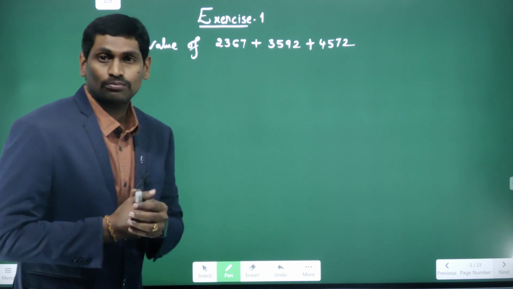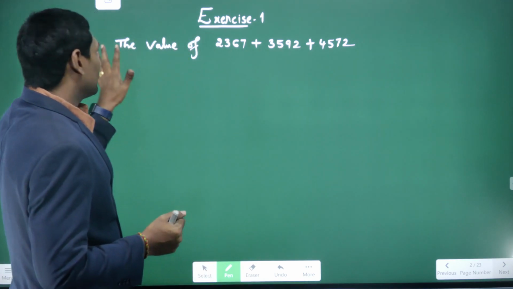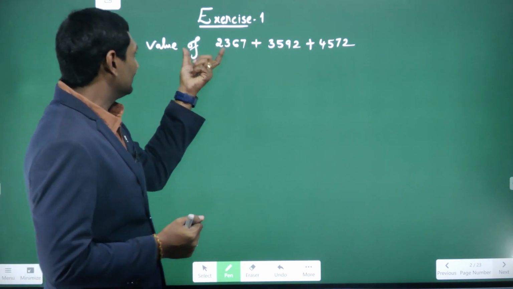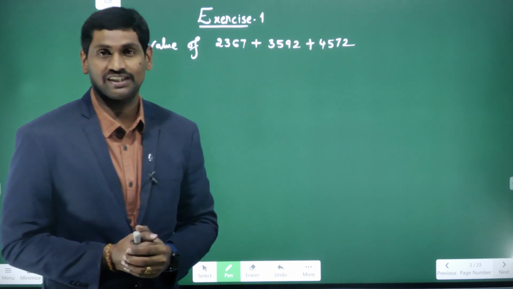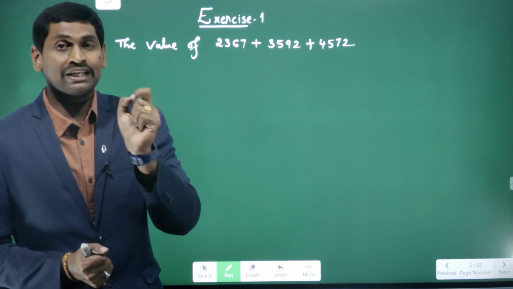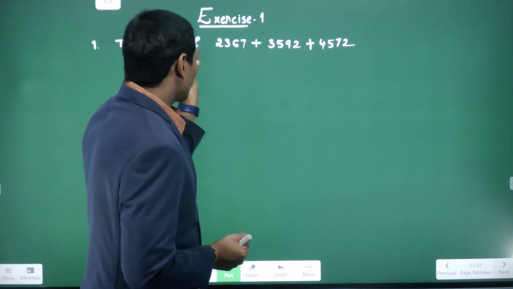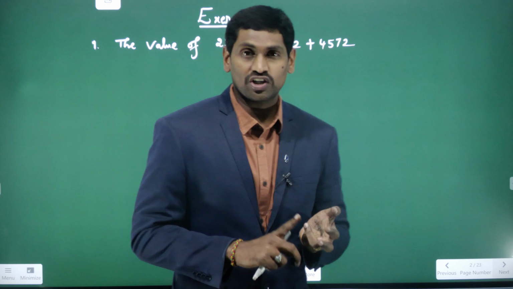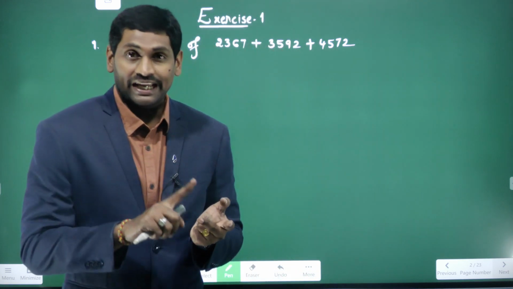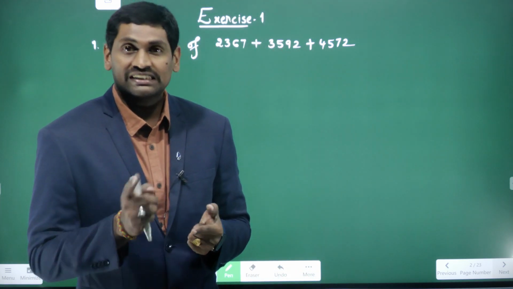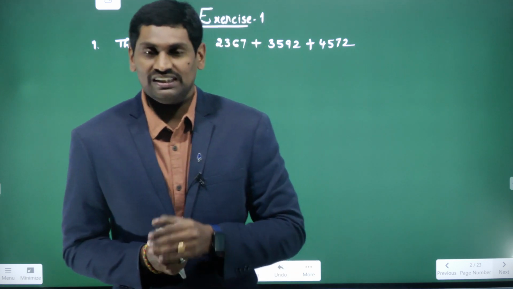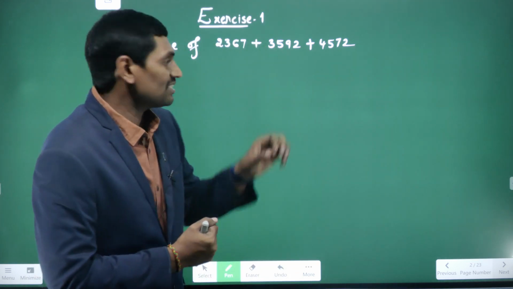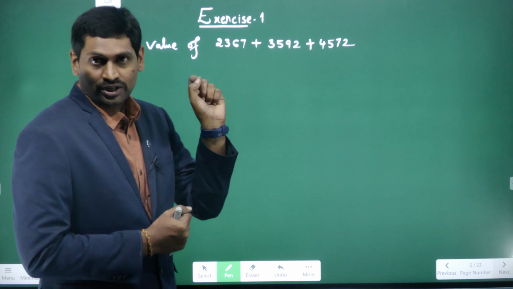The first problem is the sum of these three numbers. Looking into the options of this problem, the four options given are: even number, odd number, either even or odd, neither even nor prime number. Now let us look into it.